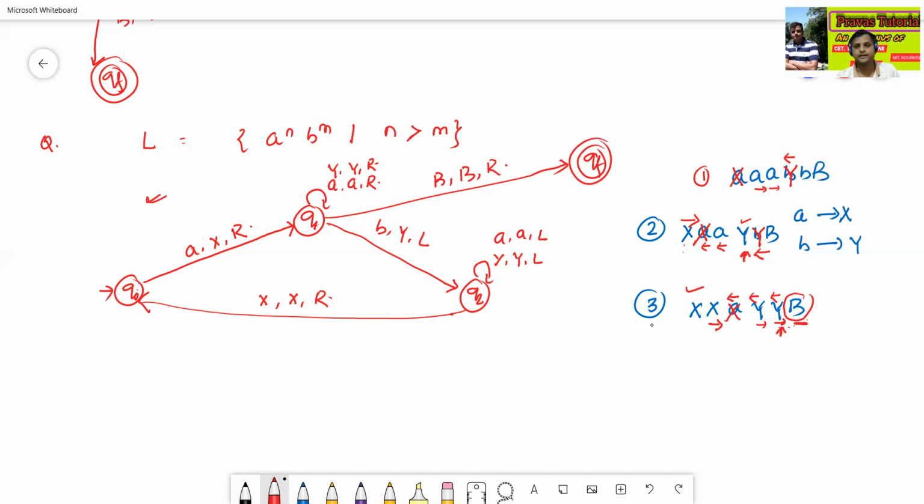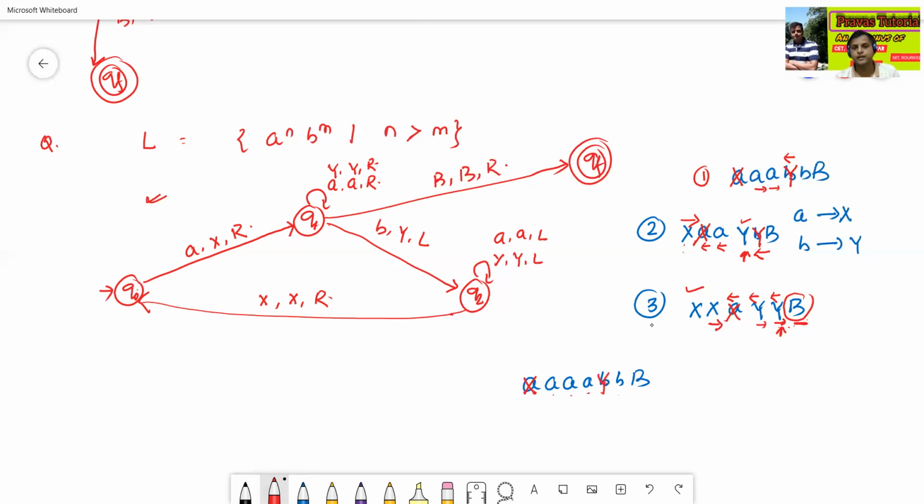Now we can check here. Suppose we take some example. Suppose 4 A's and 2 B's. This string is valid because here there are 4 A's and 2 B's, and 4 A's is greater than 2 B's, so the string is valid. Now we'll check. Q0 reads A, write as X. Q1 keeps A, keeps A, keeps A. Then Q1 reads B, write as Y and move towards left.